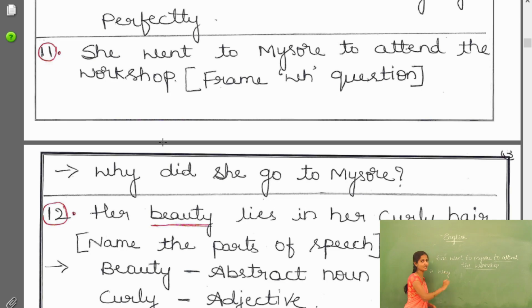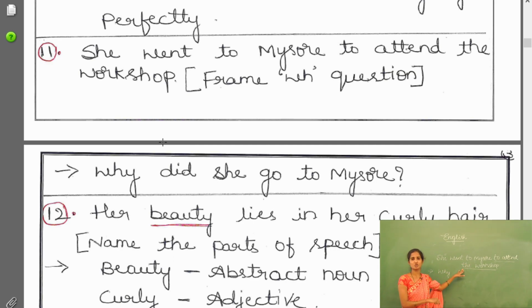Okay, the first thing, you have to place the WH word. So look at the statement. What WH word suits that question, you just think and write. Here I have written why, because here it is telling why she is going to Mysore. See, why? The reason she is telling. Okay. She went to Mysore to attend the workshop.